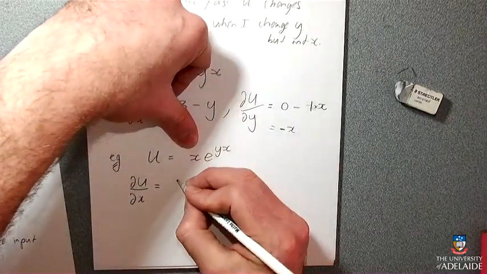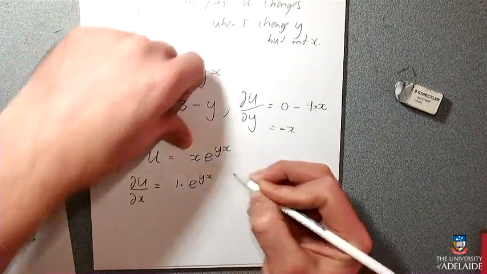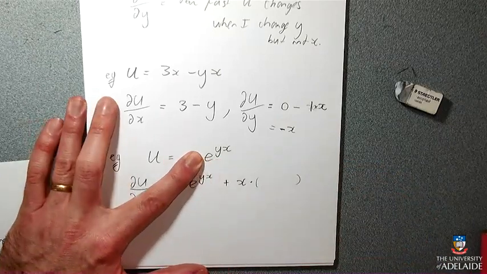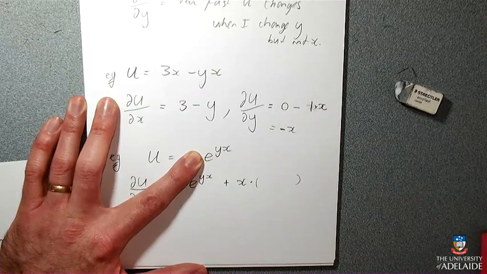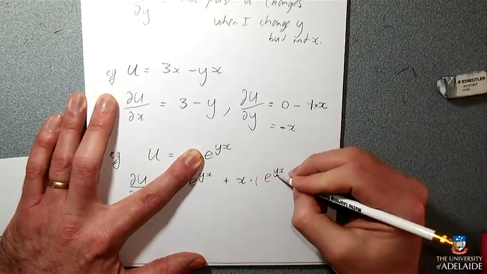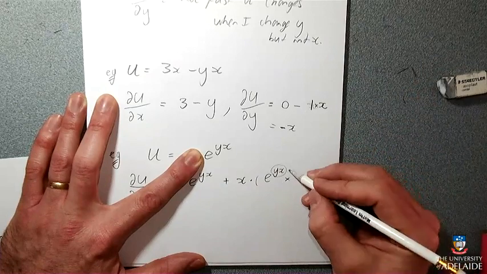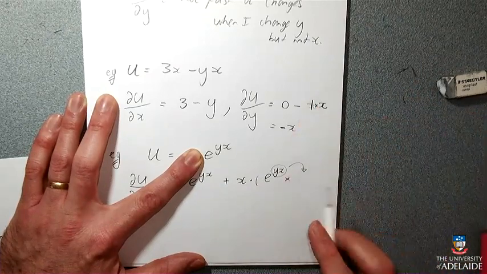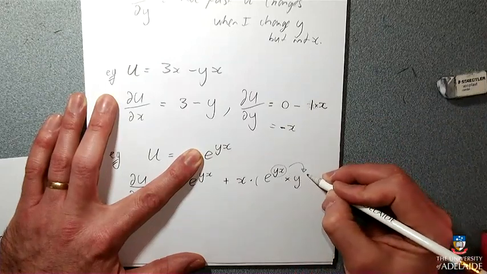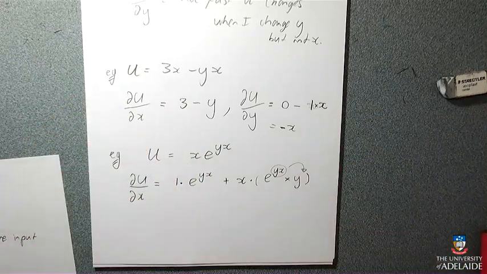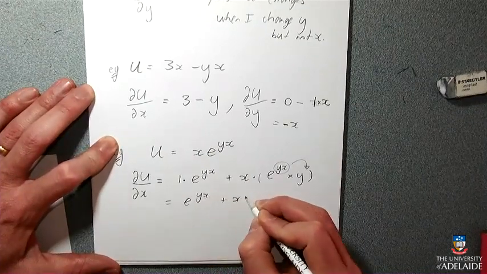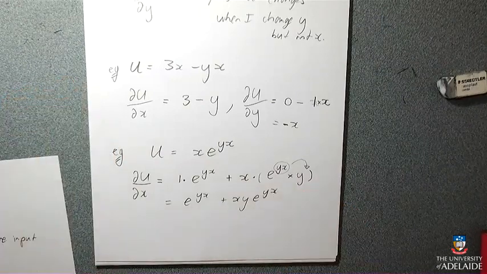So I'll differentiate the x, and that will give me a 1, and I'll keep the e to the yx, and then I'll keep the x, and I'll differentiate the e to the yx. Well, the derivative of e to the yx is just the same. The derivative of e to the anything is just the same. But then because of the chain rule, I'm going to need to multiply by the derivative of that. So the derivative of yx, well, the y is a constant and it's multiplied on, so it will still be there, and the derivative of just x is 1. So that's what this one turned out to be.